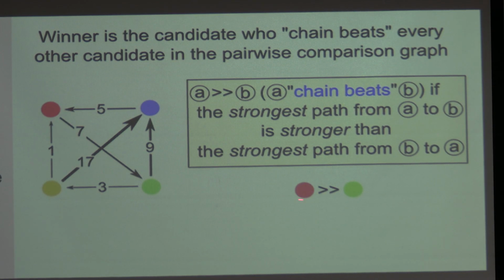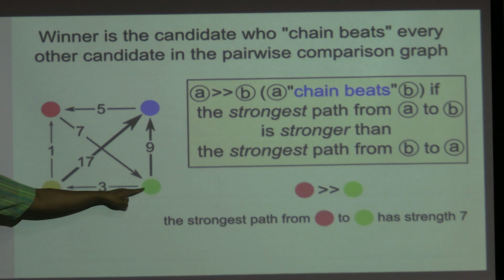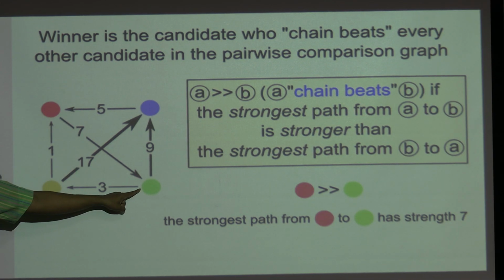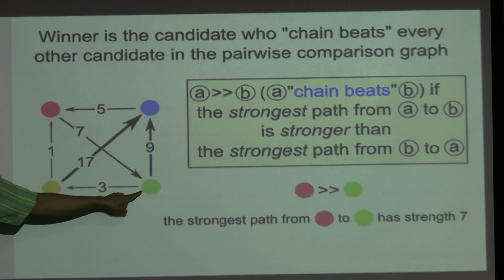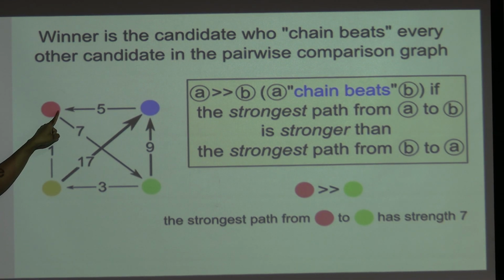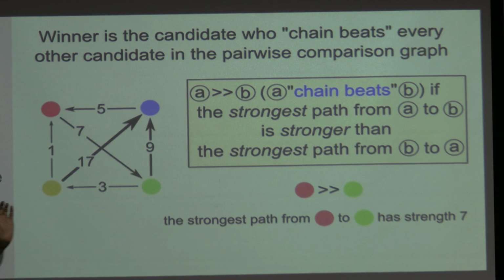Let's look at red and green, and I claim that red chain beats green as per this definition. Why? The strongest path from red to green, we agreed that it was 7. And the strongest path from green to red was this one. Its strength was 5. So the strongest path from red to green is stronger, which means red chain beats green. That's the sense in which I define chain beats.